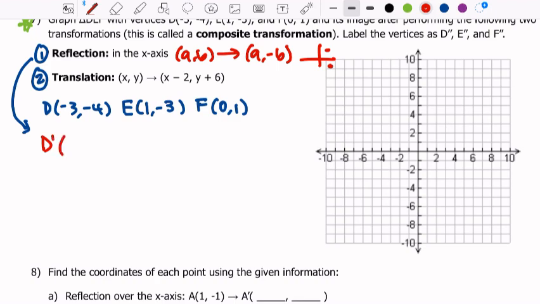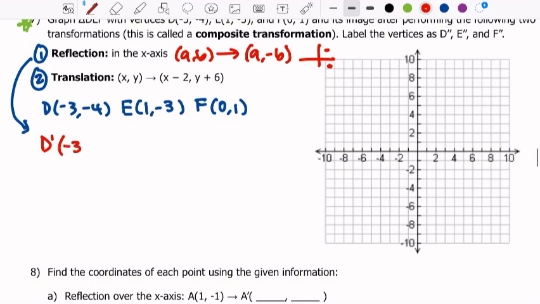So D is at -3, -4. Okay, my x-coordinate will stay the same, but I know that my y-coordinate is going to change sign. So since it was initially a -4, it's now going to become a +4. Okay, E prime, my x-coordinate will stay the same. My y-coordinate is going to change sign, so that'll be a +3. And then F prime, okay, my x-coordinate will stay the same, that's 0. My y-coordinate is at 1. It's going to change sign. So since it was positive, it'll turn negative. Okay, so those are my points after just the reflection.